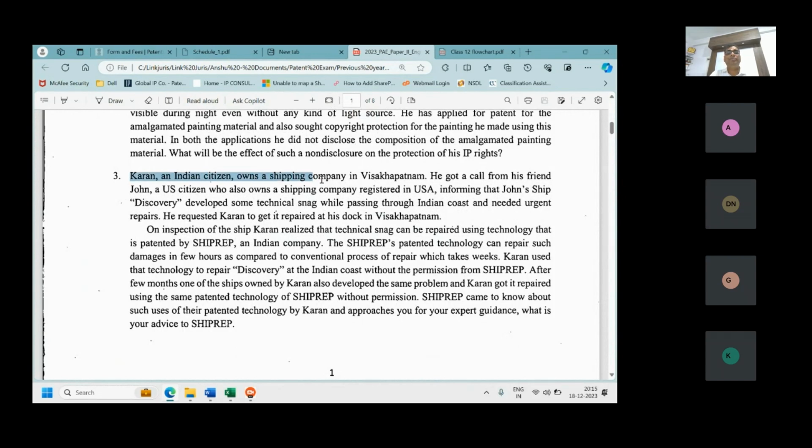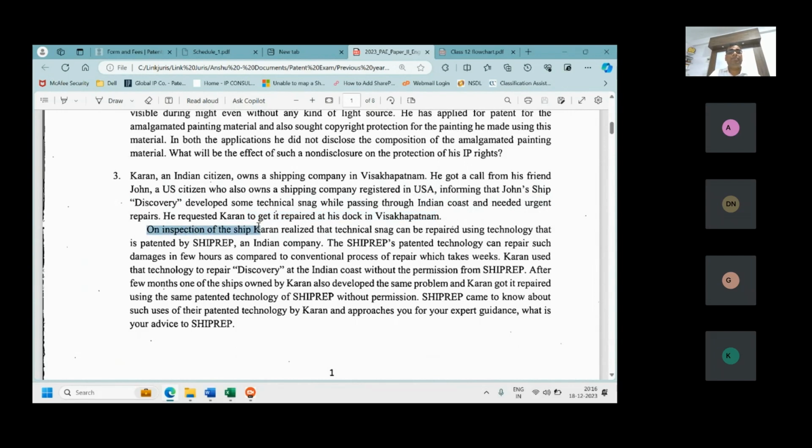Karan, an Indian citizen, owns a shipping company in Visakhapatnam. He got a call from his friend, John, a US citizen, who also owns a shipping company registered in USA, informing that John's ship Discovery developed some technical snag while passing through the Indian coast and needs urgent repairs. He requested Karan to get it repaired at his dock in Visakhapatnam.